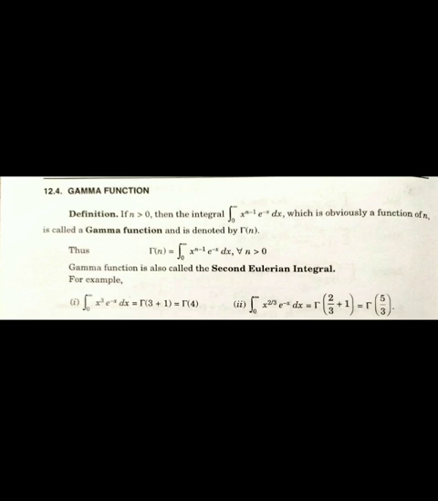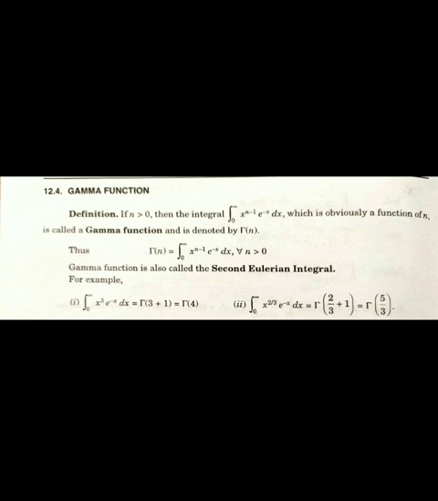Compared to the beta function, for a gamma function the limit is 0 to infinity. For a beta, it is 0 to 1. The function for gamma is x raised to n minus 1, e raised to minus x. For a beta, it is x raised to n minus 1, 1 minus x raised to m minus 1. If the integral is in the form of x, 1 minus x, that is the beta function. If it is in the form of exponential e raised to minus x, that must be a gamma function.